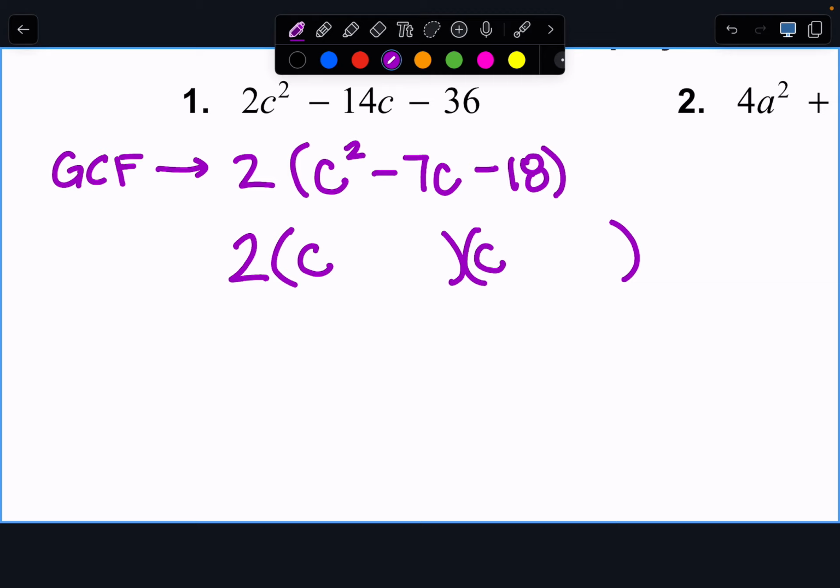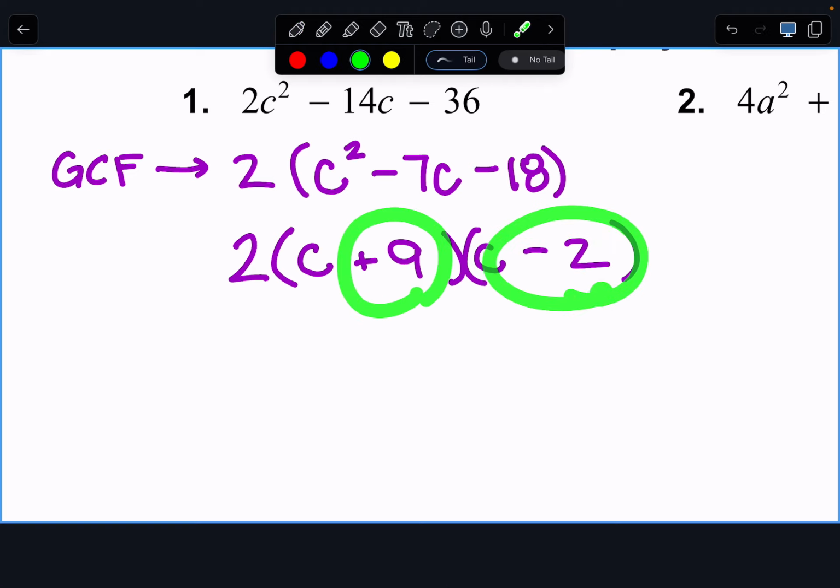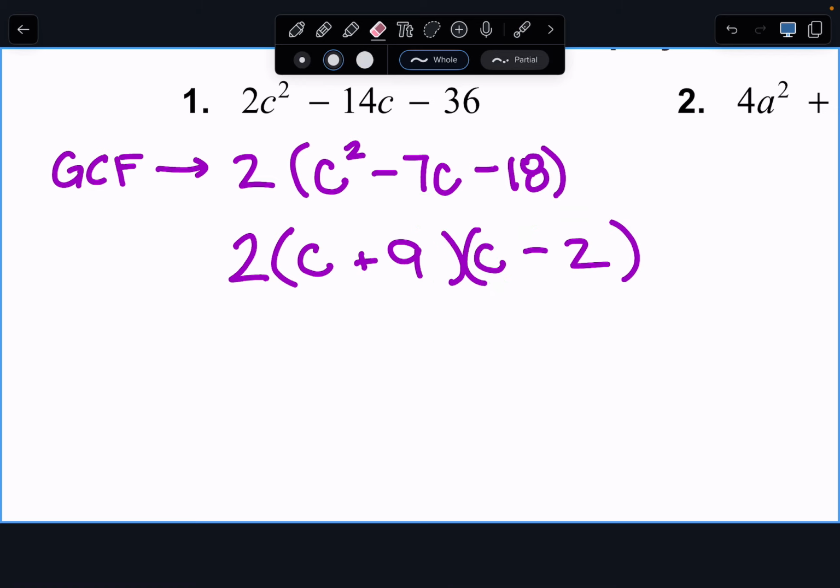Joey, what do you think? Well, the first one would have to be a positive 9. So plus 9. And then minus 2. Okay, so Joey, what is 9 plus negative 2? Is it a positive 7 instead? Oh, it's negative. So it should be minus 9 plus 2. Yep, so we need to make it minus 9 plus 2, and now we're good to go.